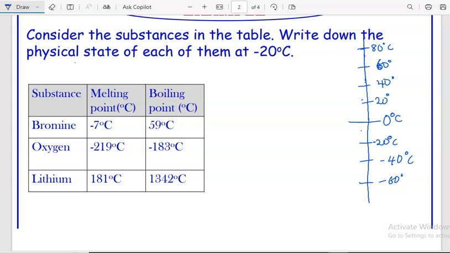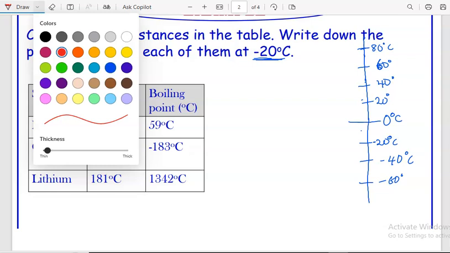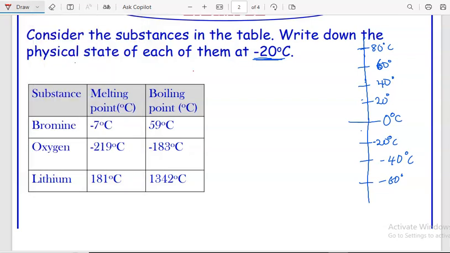We'll start from bromine. Let's find the physical state of bromine at minus 20 degrees Celsius. Don't forget, minus 20 degrees Celsius is the temperature to consider. Before we go there, let's first identify the melting point and the boiling point of bromine. The melting point of bromine is minus 7 degrees Celsius. So let's locate minus 7. This is 0 degrees Celsius, minus 20, minus 40. So minus 7 will be around this place. Let me assume that this is minus 7 degrees Celsius.